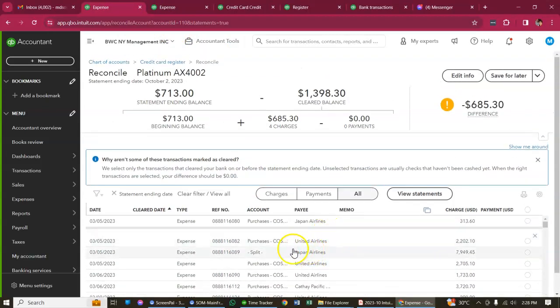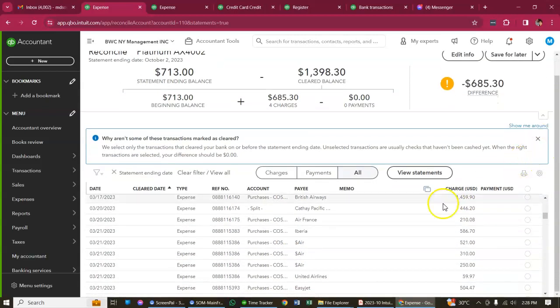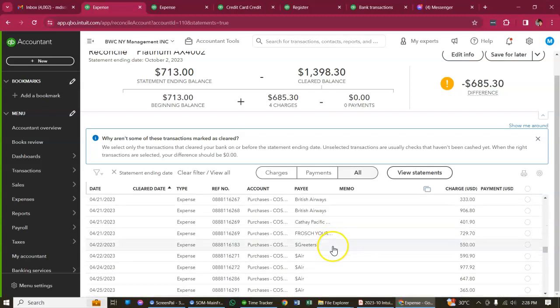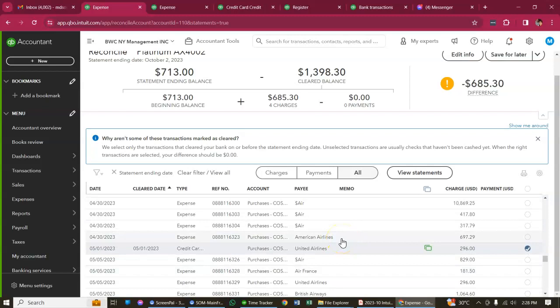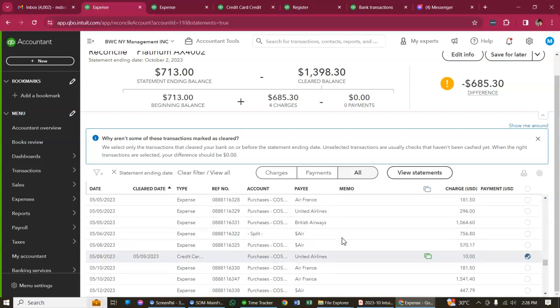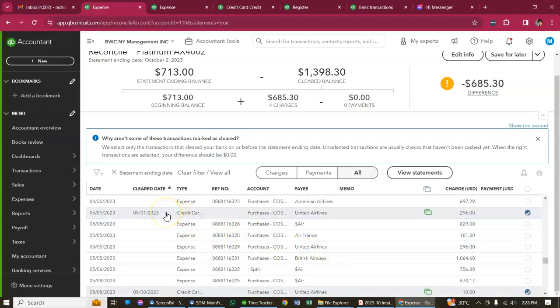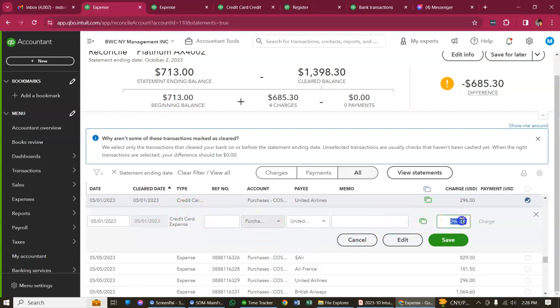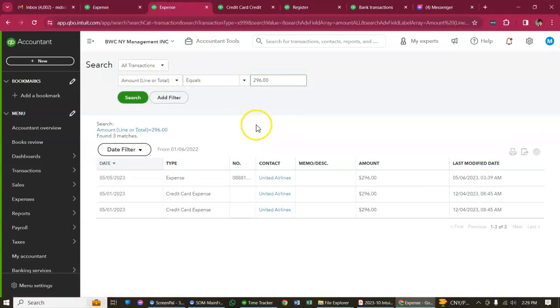I think it has the same case with the other also, this one and this one. Okay. So again, delete them. Okay. Now, except for, yeah, what about this case? This is credit card payment, credit card credit, 296. Okay, see, we have 296 in here.